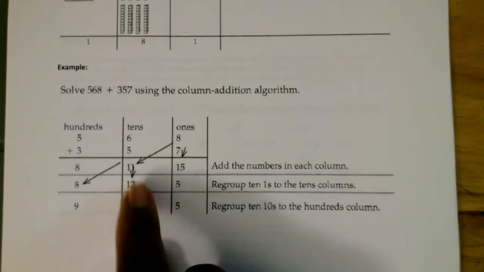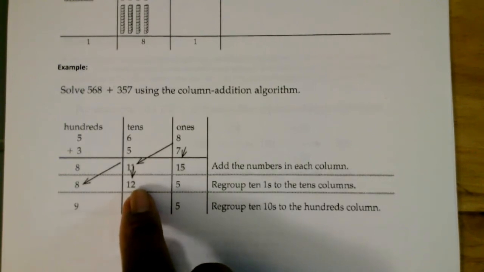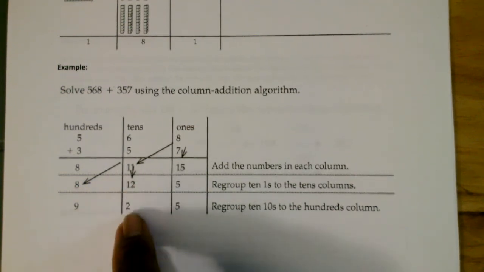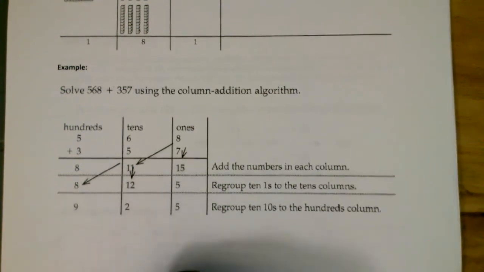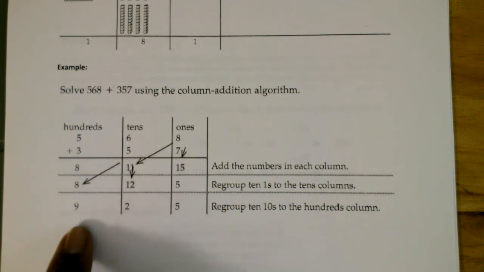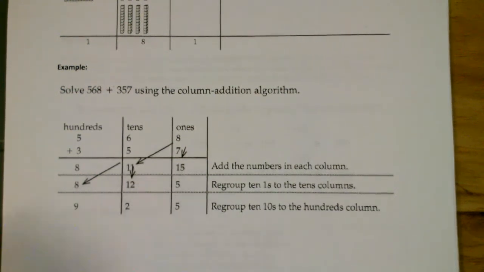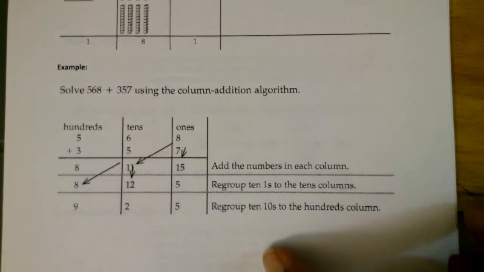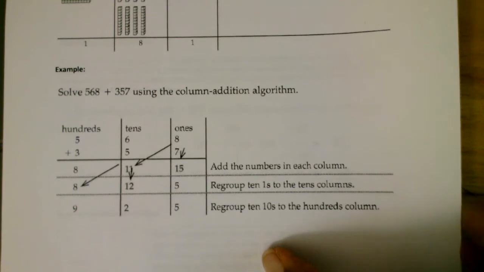And then next, I got 12 tens. Well, 100 makes up 10 tens. So we'll take 10 from that, and that'll leave us with 2, and then add 1 to the 8 to get 9. So 568 plus 357 will give me an answer of 925. That's just using the column addition algorithm, another method.